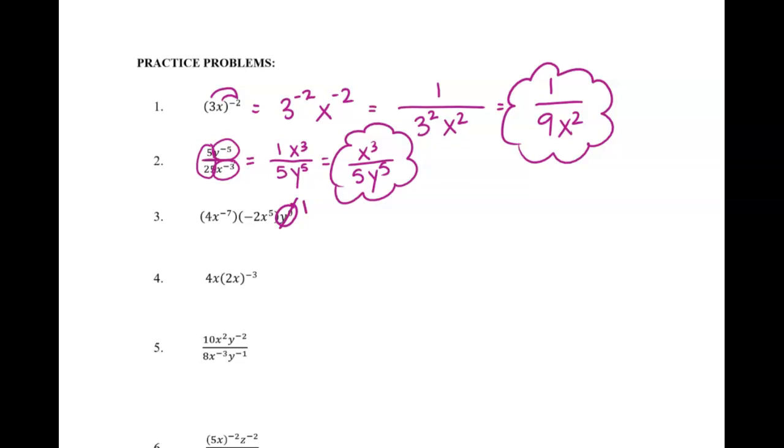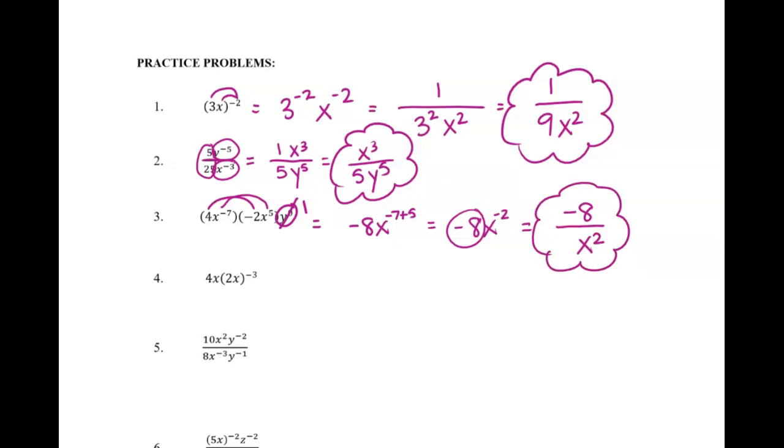Now from here, I'm going to simplify across. So 4 times negative 2 is negative 8. X to the negative 7th times x to the 5th is x to the negative 7 plus 5. So we have negative 8x to the negative 2nd. We can't end with negative exponents, so I'm going to make a fraction. The negative 8 stays on the top because that exponent does not apply to it. So we have negative 8 over x squared.